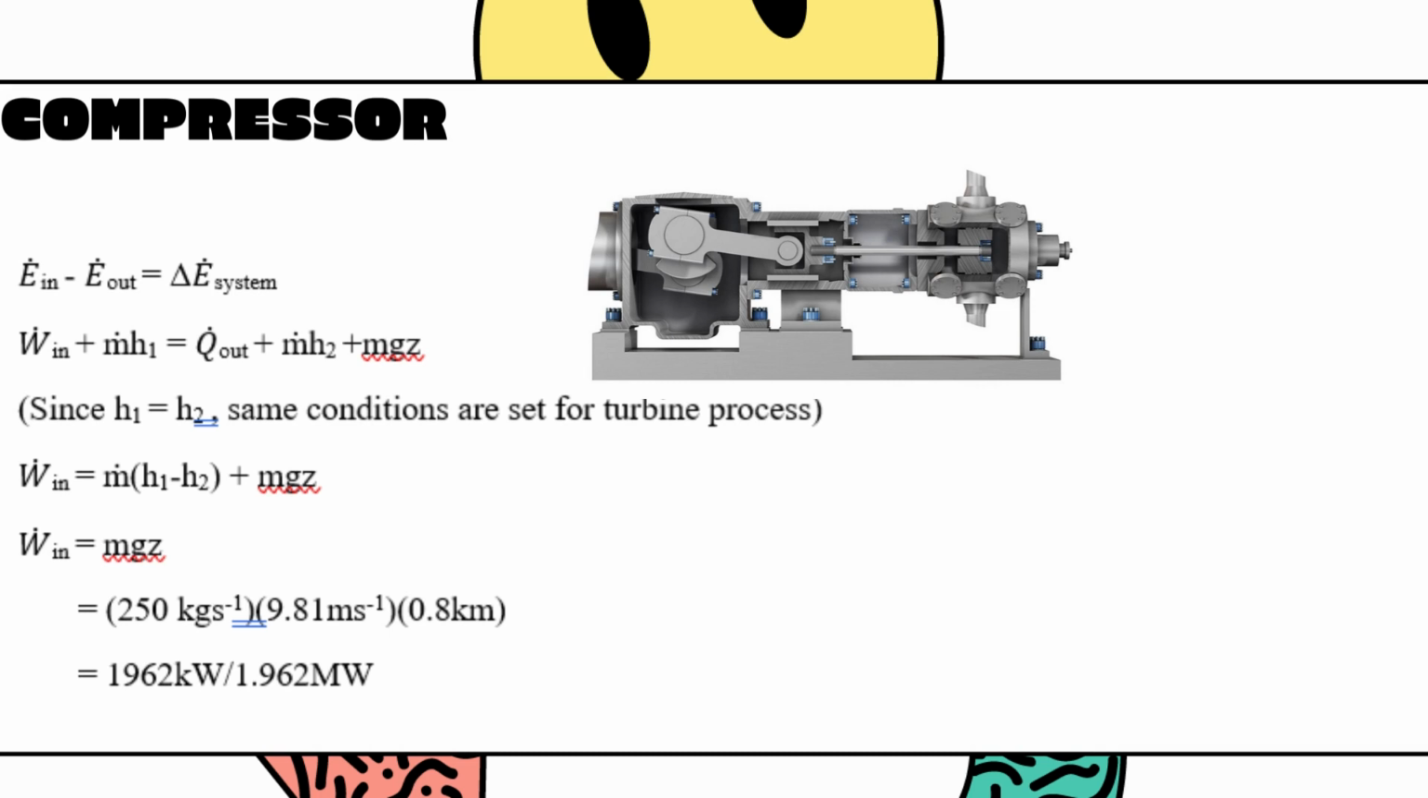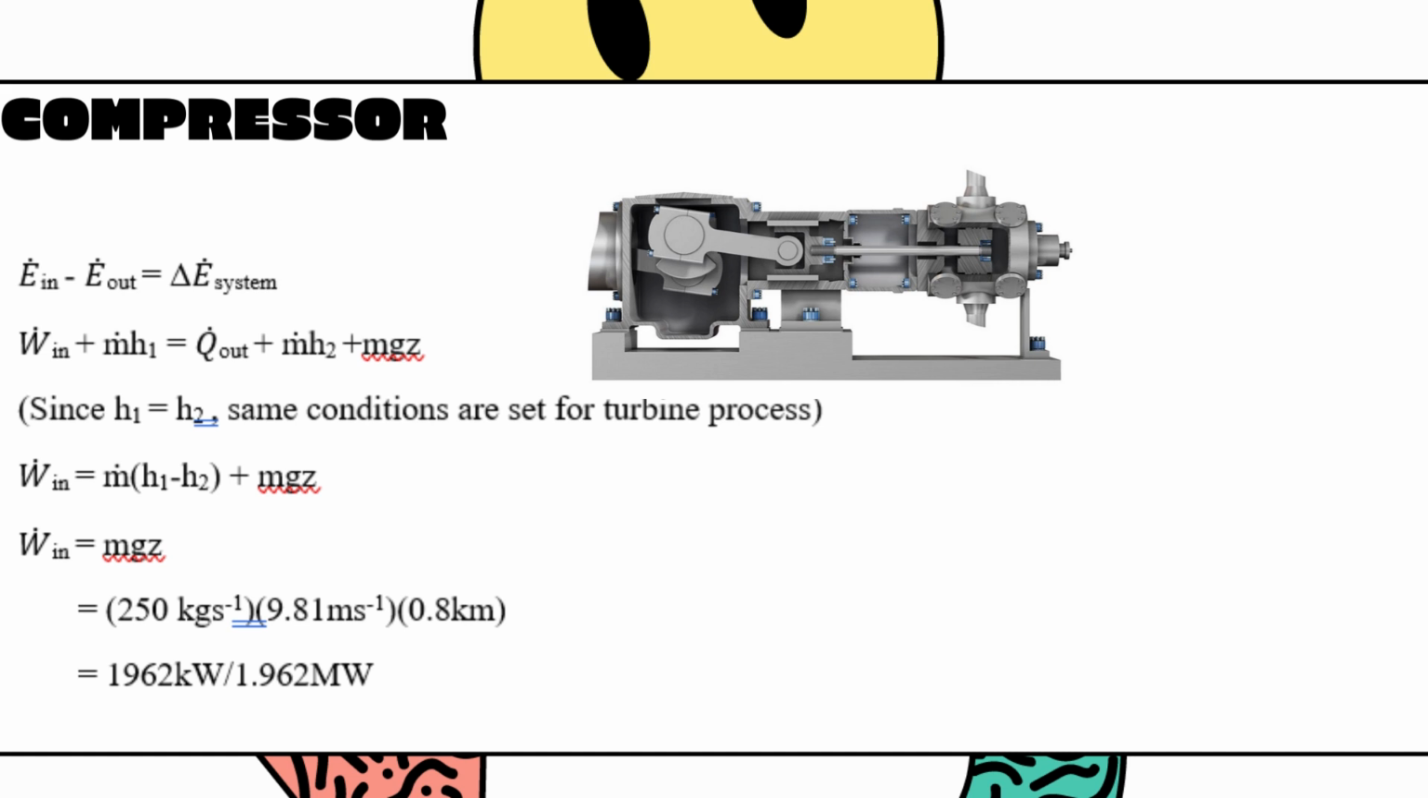I am going to explain the compressor and turbine parts. So, starting with the compressor part, we know that the energy change of a system is equal to the rate of energy going in subtracted by the rate of energy going out, or E system is equal to the difference between E in and E out. As you can see here, W in plus MH1 is equal to Q out plus MH2 plus MGZ, whereas MGZ is the potential energy.